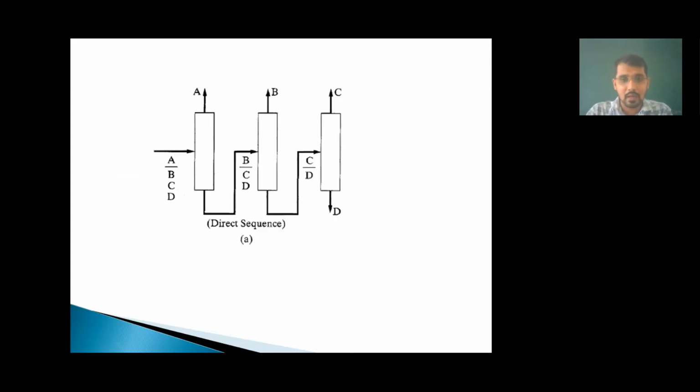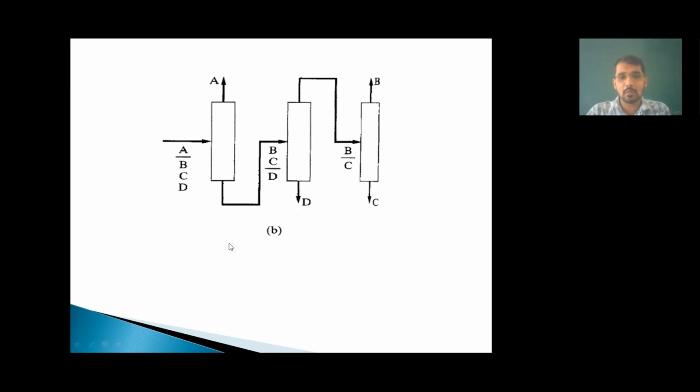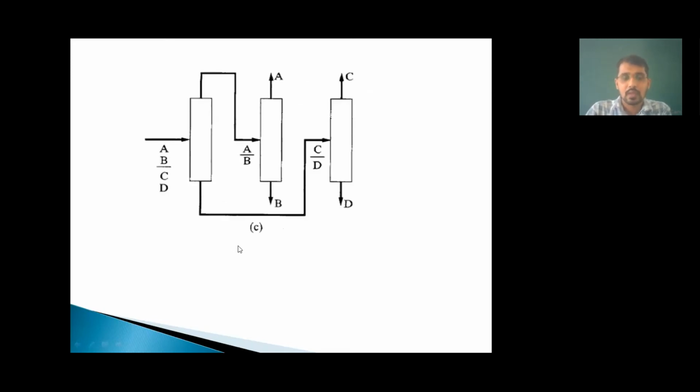For that, you have to remember these 5 figures. For a 4 component mixture, you have to remember these sequences. I explained these sequences in previous lectures, so go for those videos. This is a direct sequence. This is the second possible sequence. This is the third possible sequence.